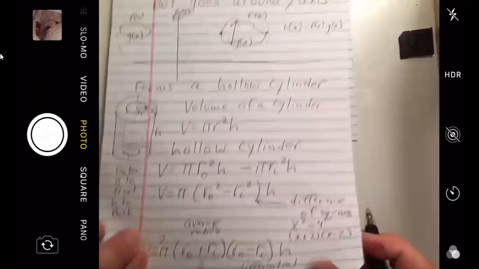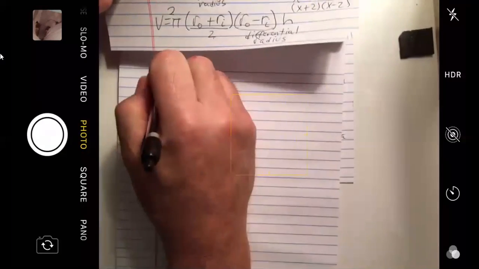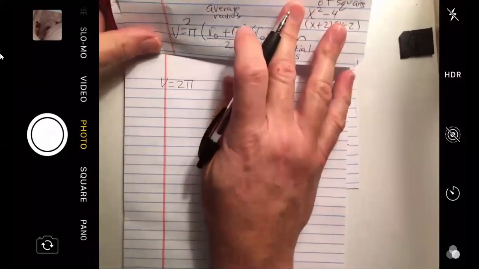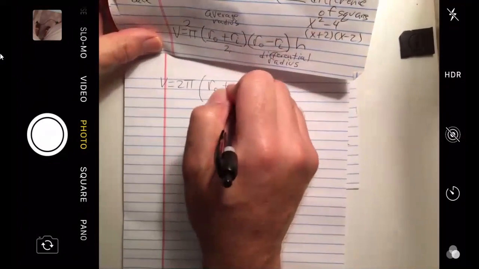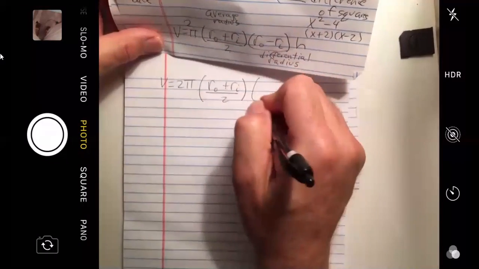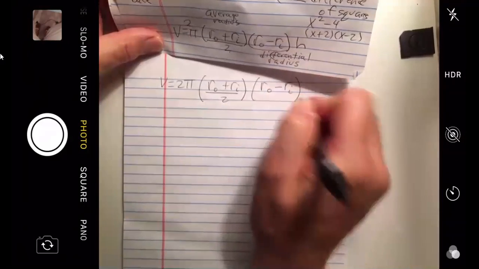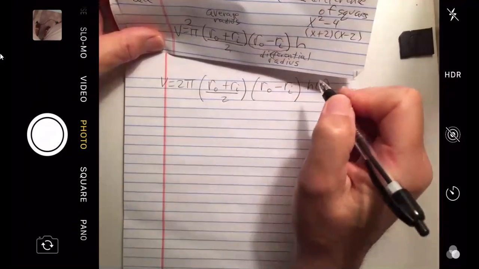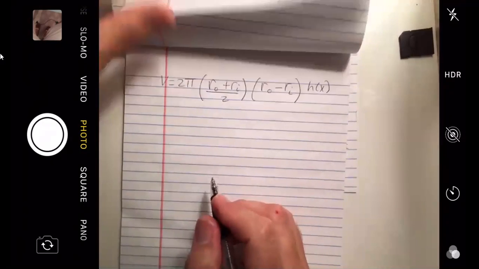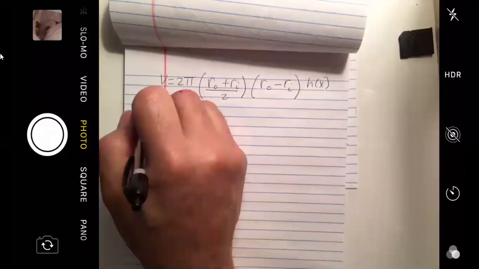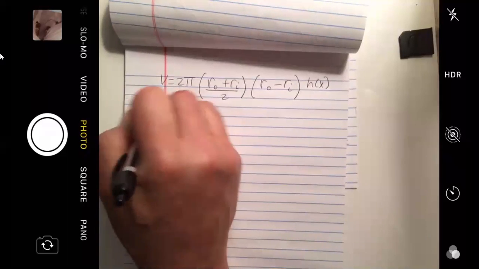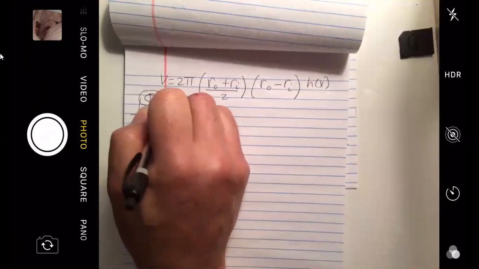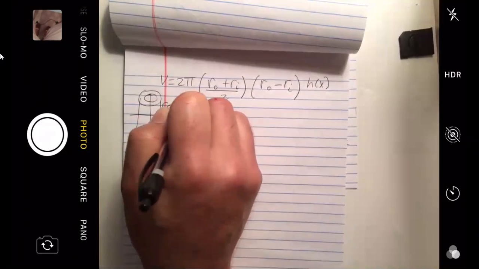Let me rewrite this on the back, next page. This gives me 2 pi, r outer plus r inner divided by 2, r outer minus r inner, and the h of x. H on the back, I didn't put the of x on that line. But okay, without going back to that other diagram, just real quick, your radii are aligned with x.